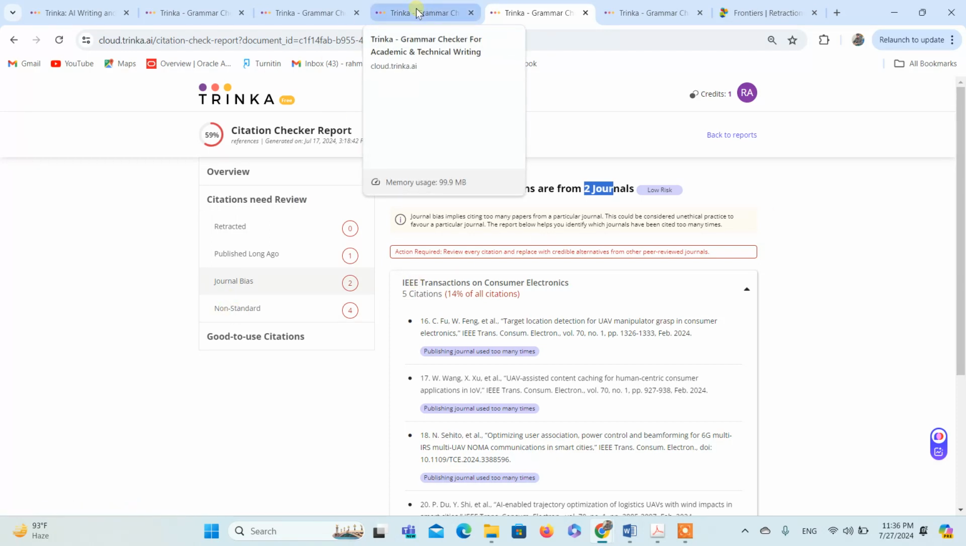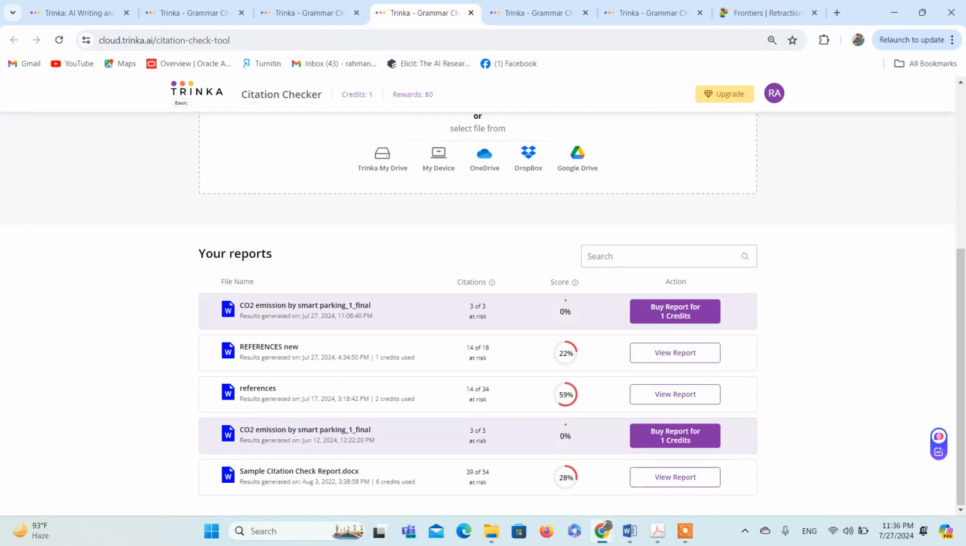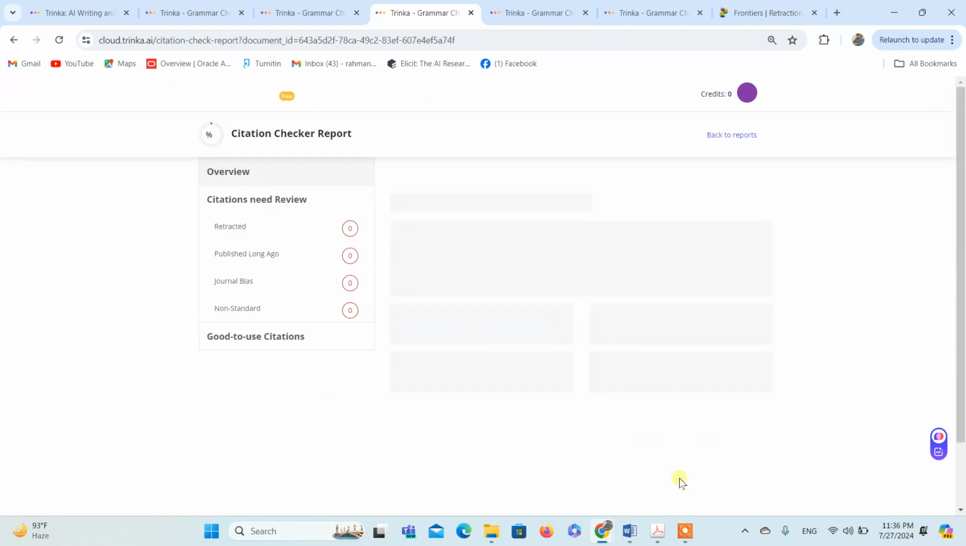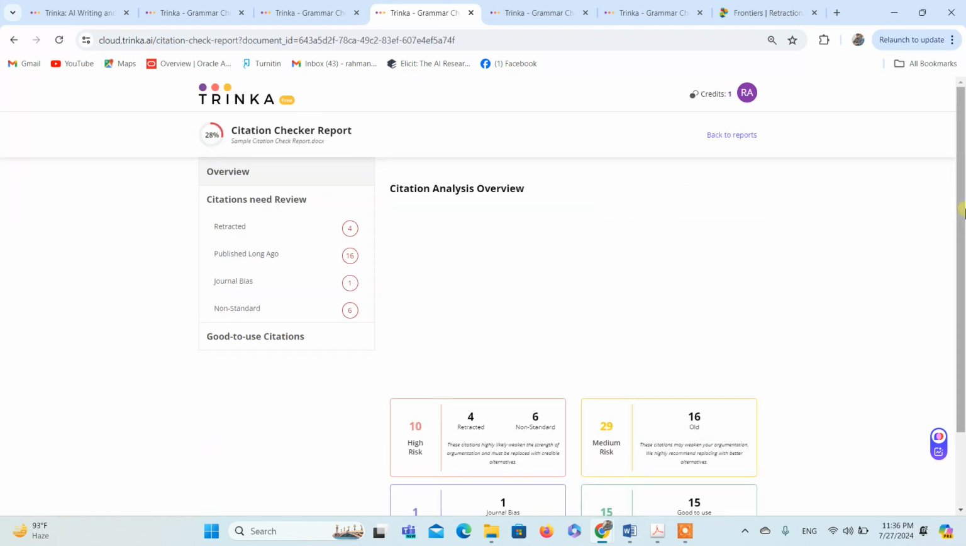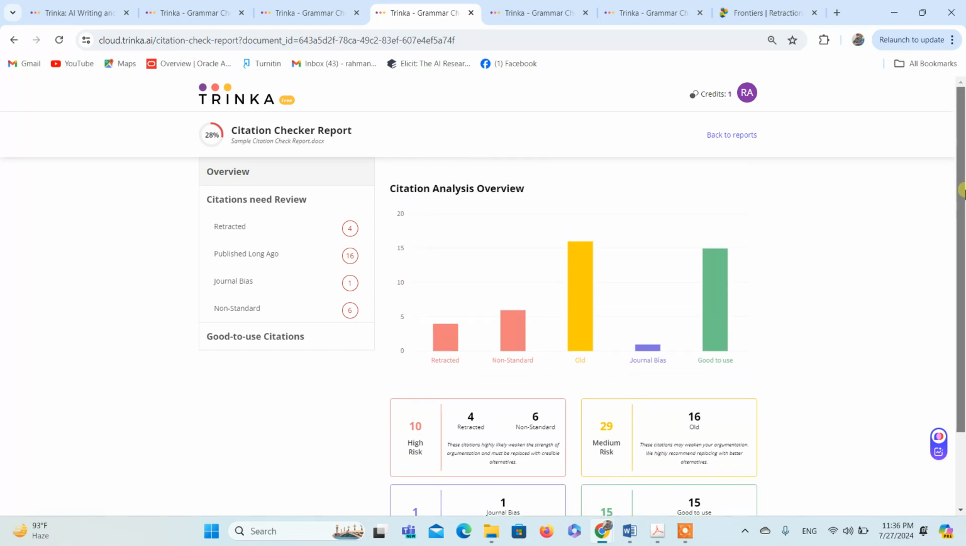And if you look at the report of the third paper that we have uploaded, we can see that this research paper seems too bad, because 16 references are from the old category, 6 from non-standard, and 4 citations are from retracted journals and sources.